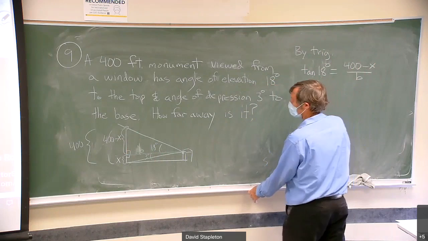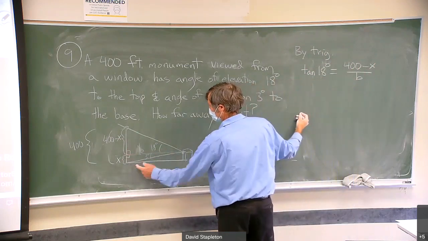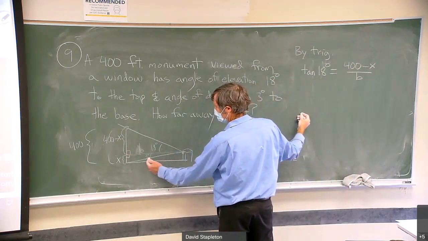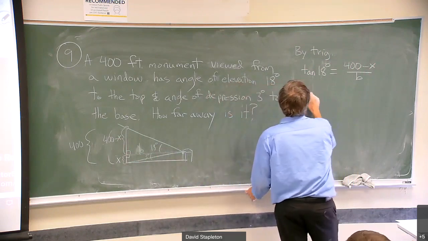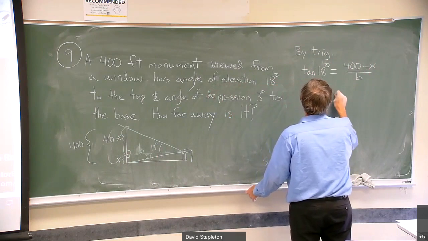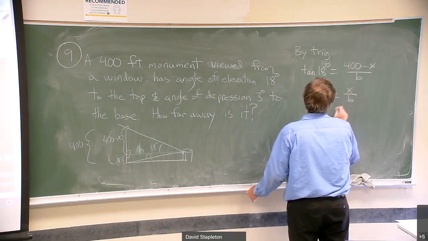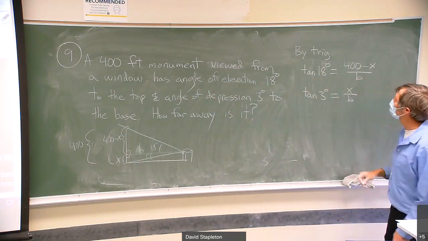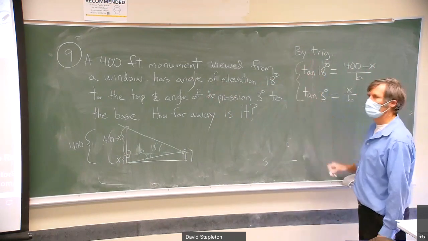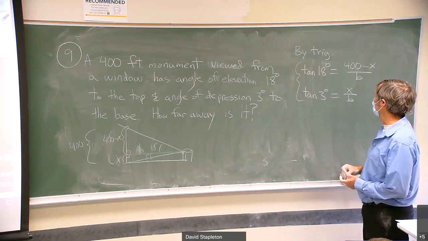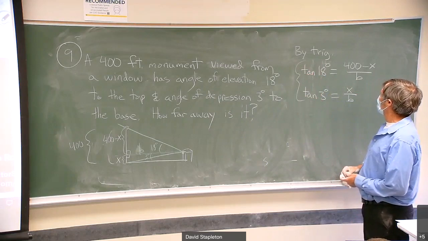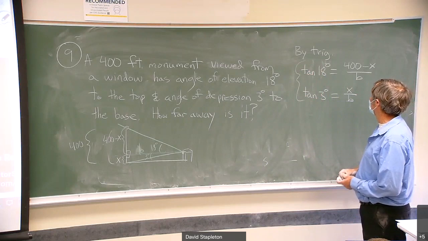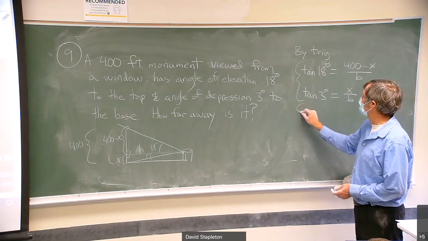All right? And then also in this right triangle, the tangent of 3 degrees is opposite over adjacent, is x over b. So I have those two relationships, right? This is a harder problem, but this is the kind of thing I want you to be able to do still. Well, let's see. I can solve each of these things for b, right?